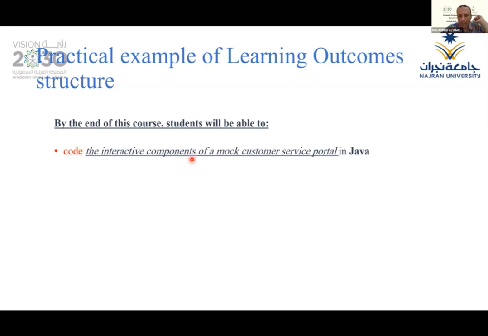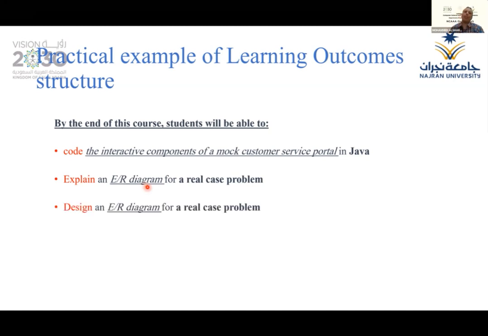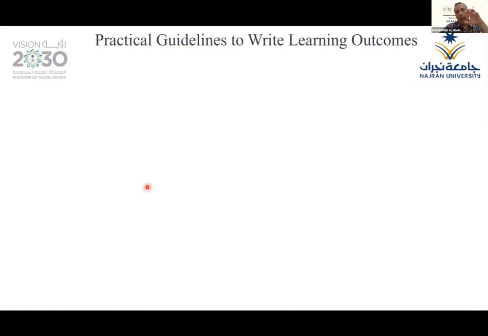The learning content is the interactive components of a mock customer service portal. In Java, Java is the criterion or condition. This could be used or cannot be used; this is normal. For example, explain an ERD diagram for a real case problem. This is the example that I gave. Explain is a level. Another level, for example, is apply. Another level is analyze. Another level is design, based on what I need my student to reach in the ERD diagram. Thus, this is very important.